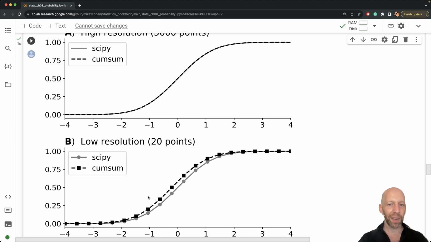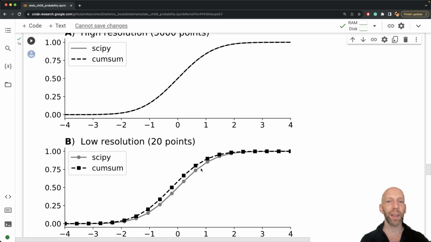So basically, the black line is less accurate because it is an empirical estimate of a PDF that is based on a low resolution grid spacing, whereas the Python CDF function is actually implementing the direct, true CDF formula, which is the integral over all the values from minus infinity to each of these points here.